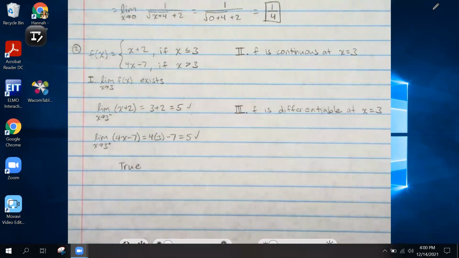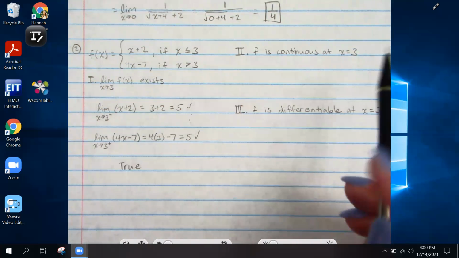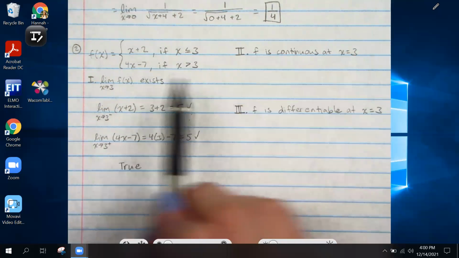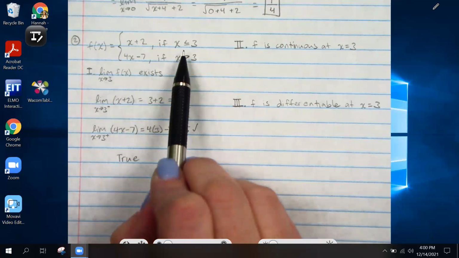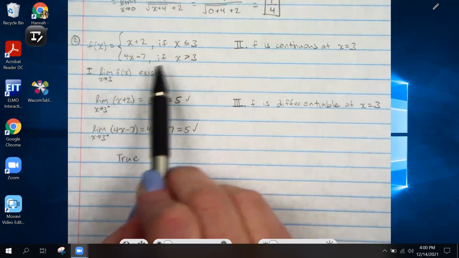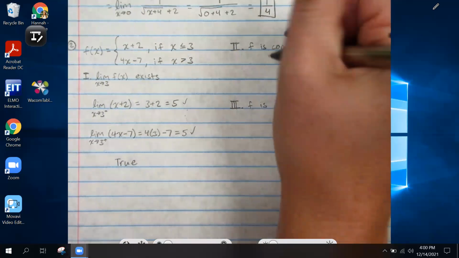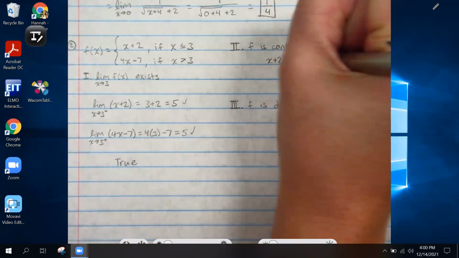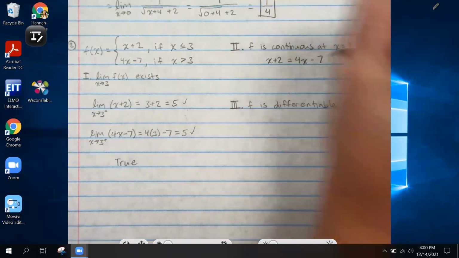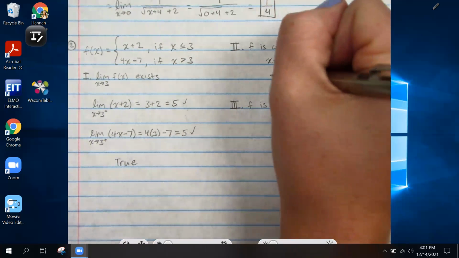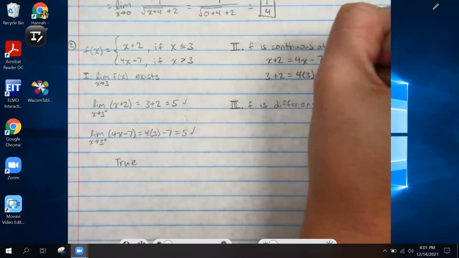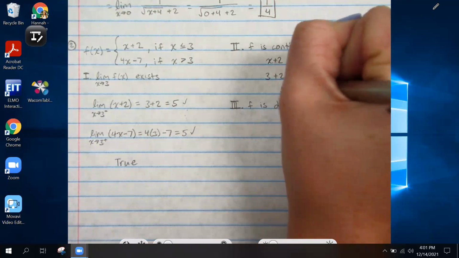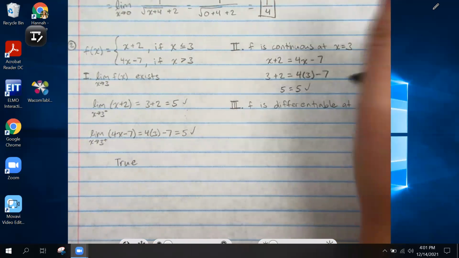The second statement, f is continuous at x equals 3. We need to check to be sure that the y values for each of these pieces is equal at that point. So we need to set x plus 2 equal to 4x minus 7, and then plug in our y value. And again, we get 5 equals 5. So this one is also true.